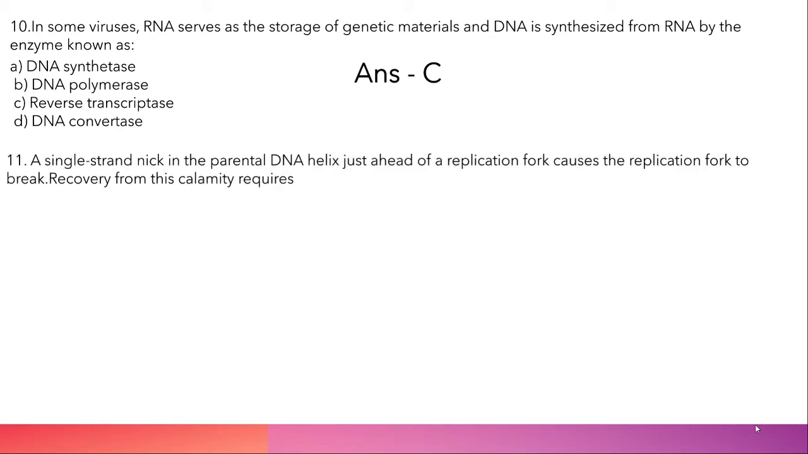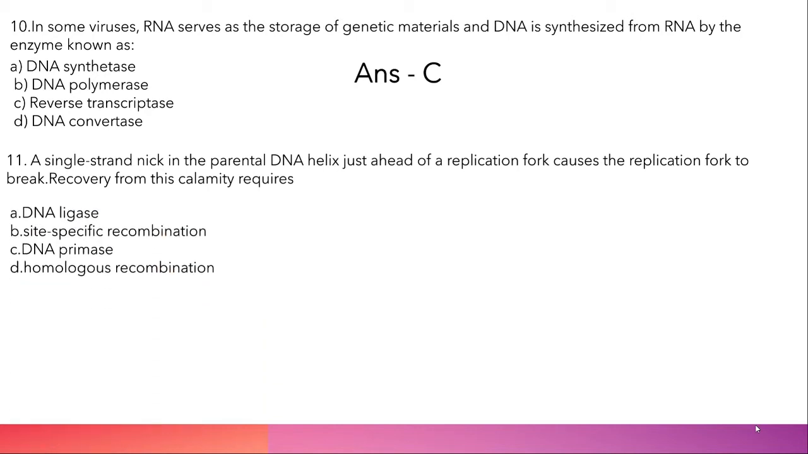The 11th question is, a single strand nick in the parental DNA helix just ahead of a replication fork causes the replication fork to break. Recovery from these calamities requires, here are the options: A, DNA ligase; B, site-specific recombination; C, DNA primase; and D, homologous recombination. The correct option is answer D, that is homologous recombination.